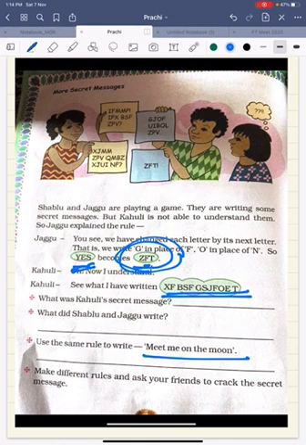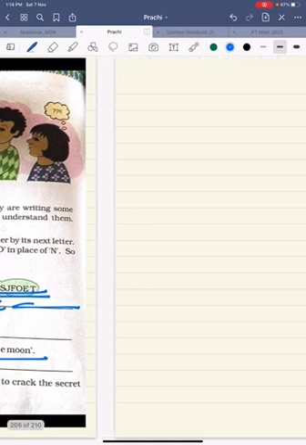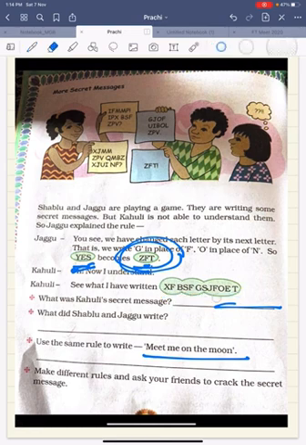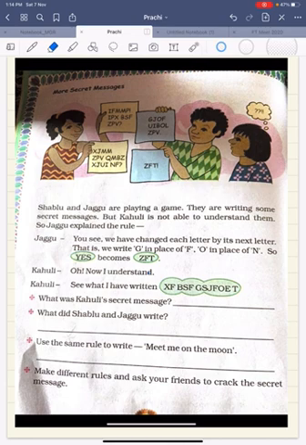In place of X, that means what is written in place? W. Okay. In place of E, F, E. So like this you will decode this message. Now come to the, you will do it yourself. It is very easy. You have to just find out the rule for the messages to decode it. So you will complete this question in your textbook, and I hope you understand these questions.